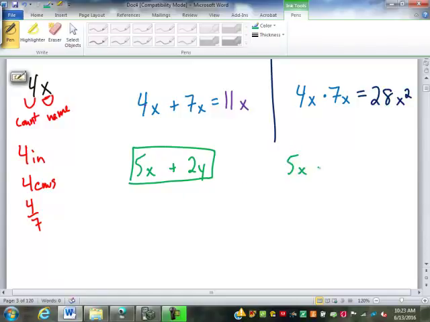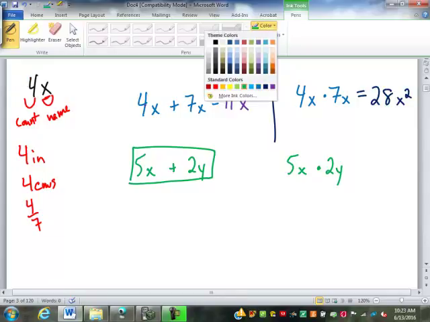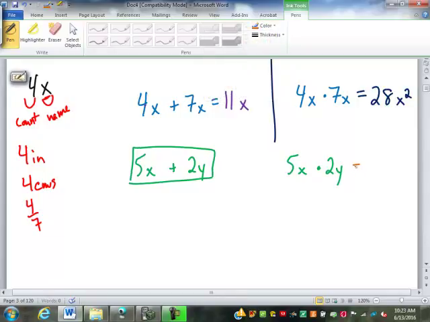However, if we were going to multiply 5x times 2y, we're just going to combine the counts. 5 times 2 is 10. Then we're also going to combine the names. Just like feet times pounds became foot-pounds, x times y becomes xy. So again, it's the same rules as whole numbers. It just looks a little different because algebraic numbers look a little different.